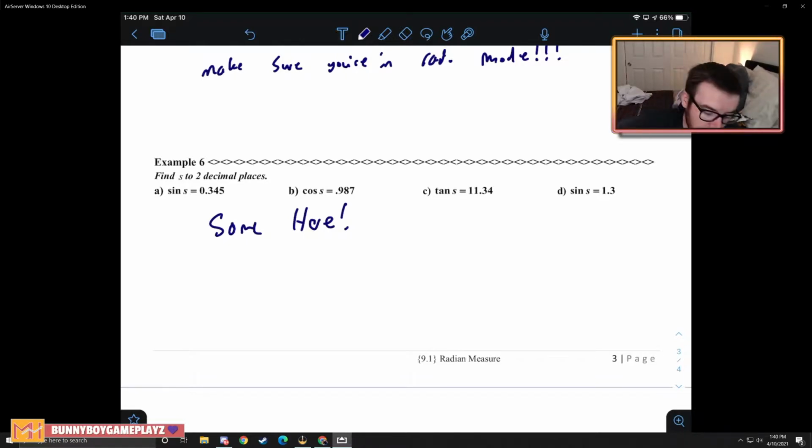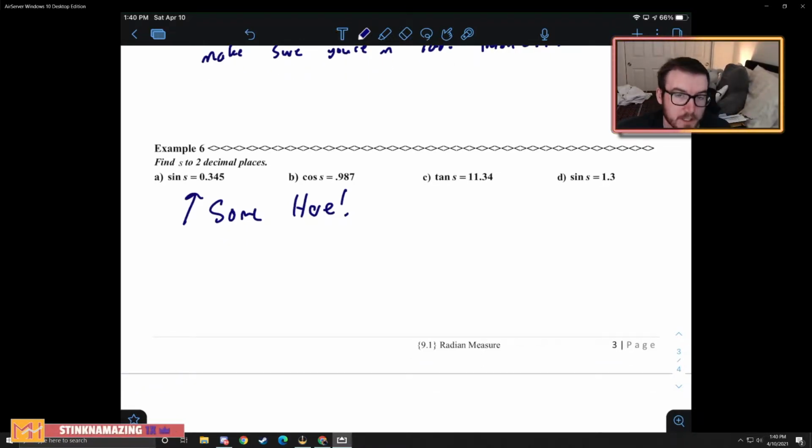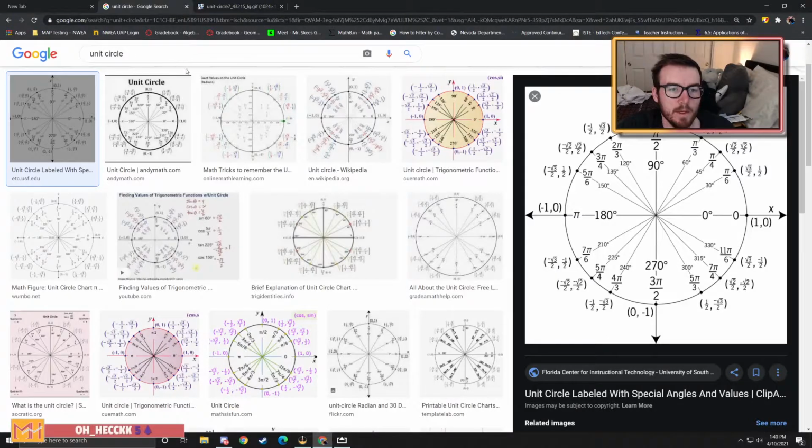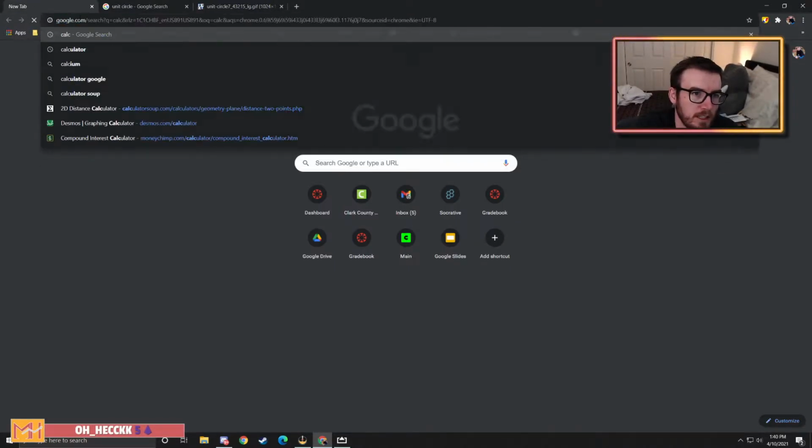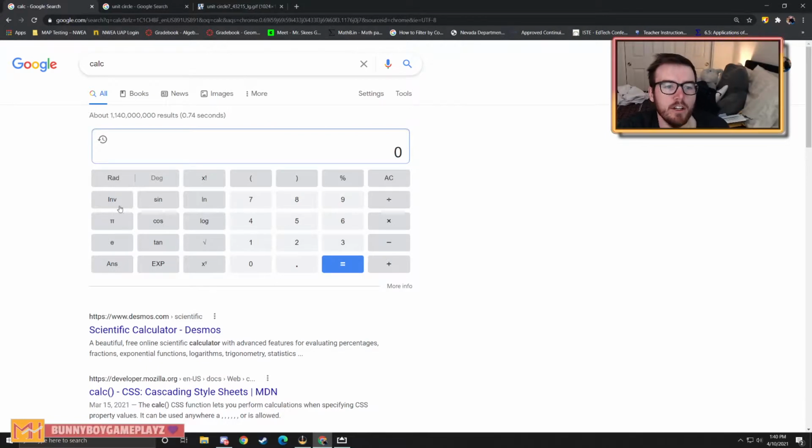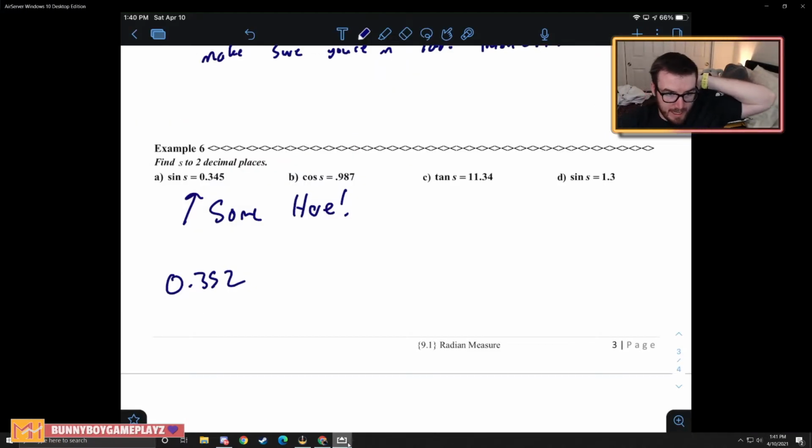We have to use the inverse trig function in order to find the angle. Please remember that. So when I pull up a calculator here, I'm going to be in radian mode and I'm going to do inverse sine of 0.345. And that tells me the angle in radians. That's why the answer looks kind of strange, because that's in radians, not in degrees. So that is our angle measure in radians. S, the angle, equals 0.352.